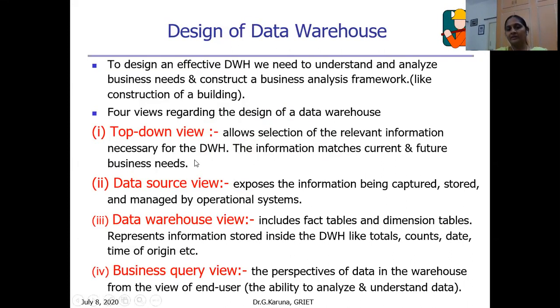The top-down view mainly allows the selection of relevant information which is important for the data warehouse. This information mainly matches current and future business data needs. Whereas the data source view is mainly about what kind of sources, what kind of data is captured, stored and managed by the operational systems. So where we are getting the data, from which source, that is the data source view.